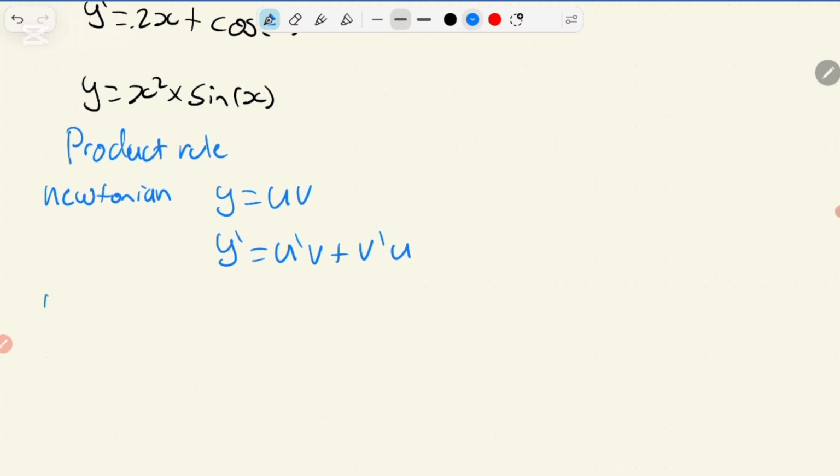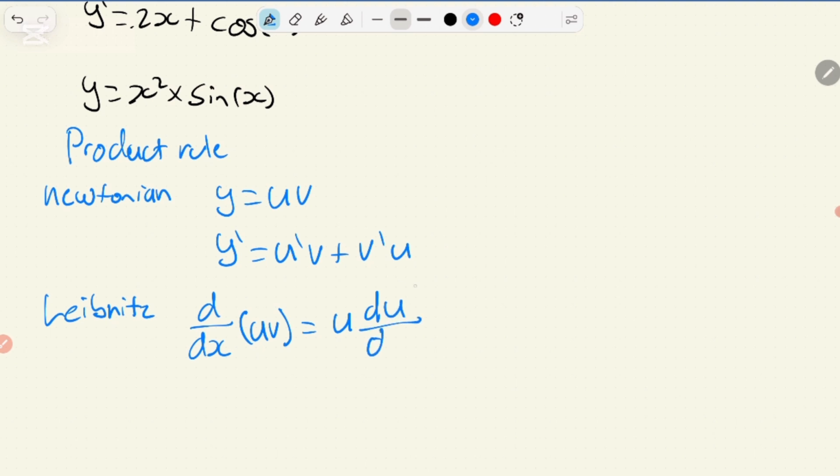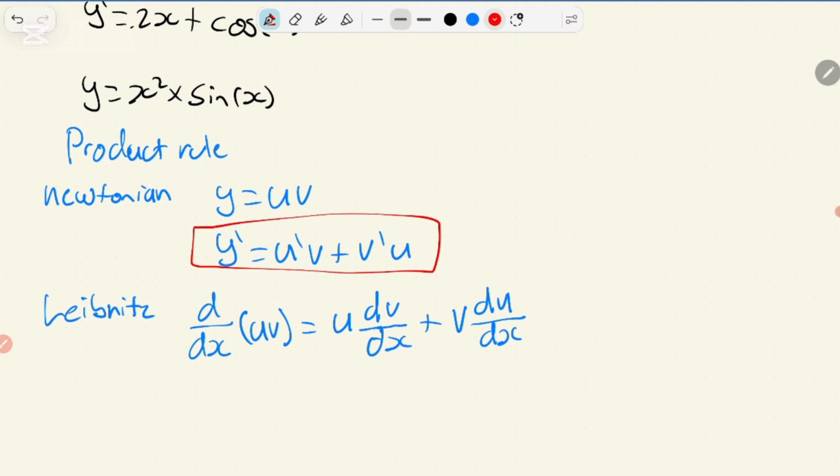And then for the Leibniz notation, I think that's how you spell it, you have your operator, so the derivative of your function uv equals your u multiplied by the derivative of v with respect to x plus your v multiplied by the derivative of u with respect to x. In these videos, we'll be using this one.